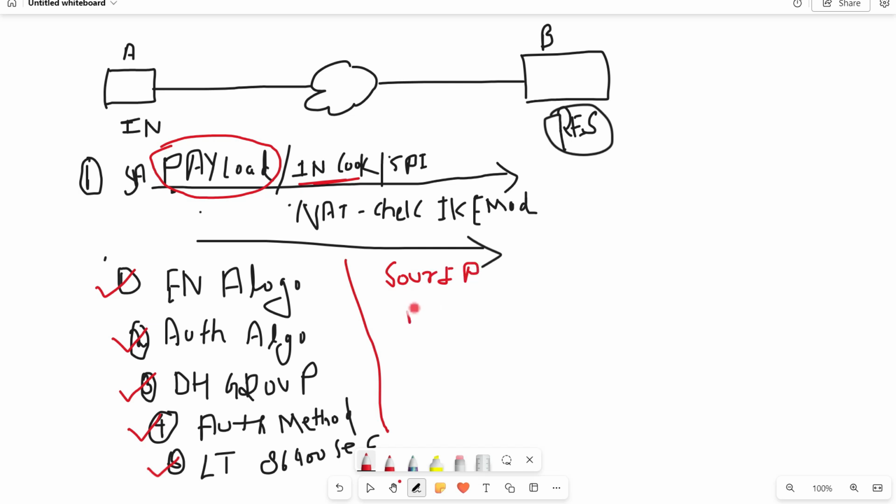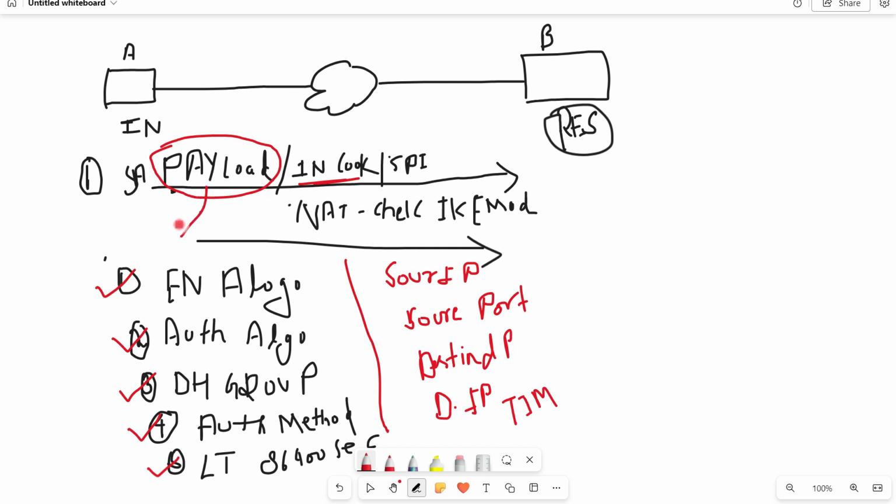We have the source port, the destination port, and the destination IP, which I will take as a DIP. We have the time.